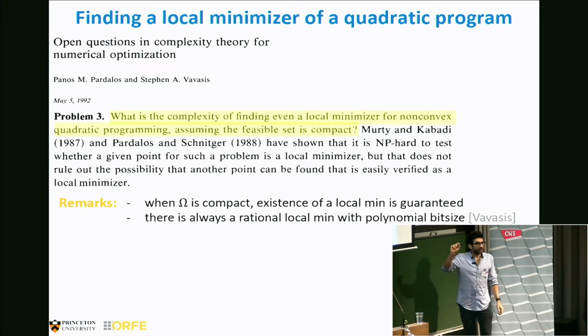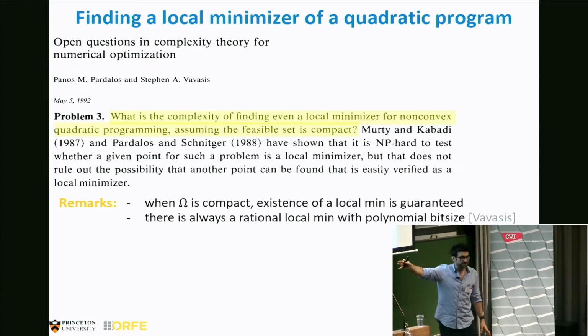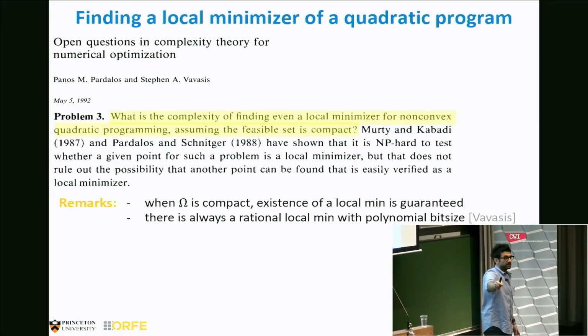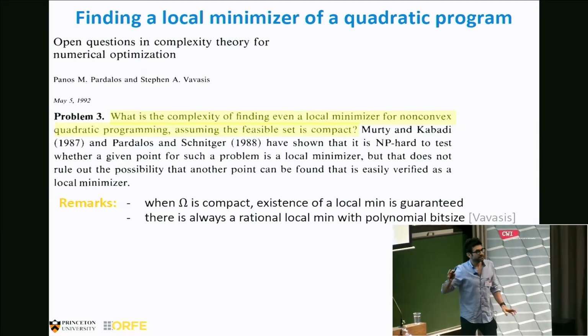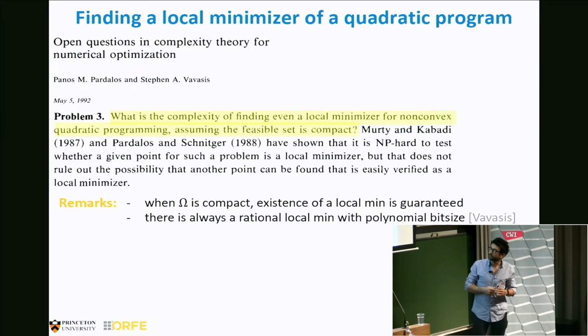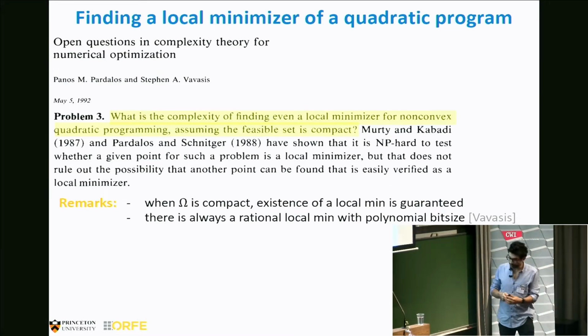So what we're after is a search problem. We know something exists, and it has small bit size. We just want to find it. It's not a decision problem. So in a sense, it's similar to the problem of finding a Nash equilibrium of a game. That is something that always exists, and there's a search question about finding it.